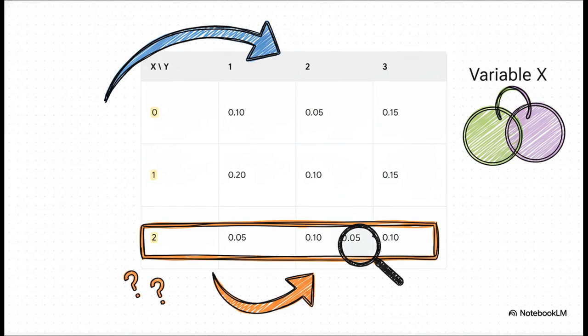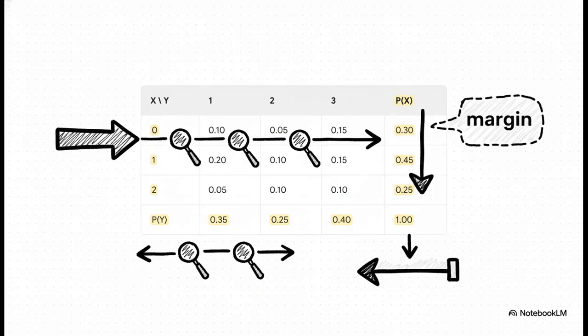All right, take a look at this table. It maps out all the joint probabilities for two variables, x and y. Each one of those cells shows you the chance of a specific x-y pair happening. So for instance, the probability of x being 0 and y being 1 is 10%. But what if I don't care about y? What if I just want to know the overall probability of x being 0? Well, to find that marginal probability of x equals 0, we just add up everything across its entire row.